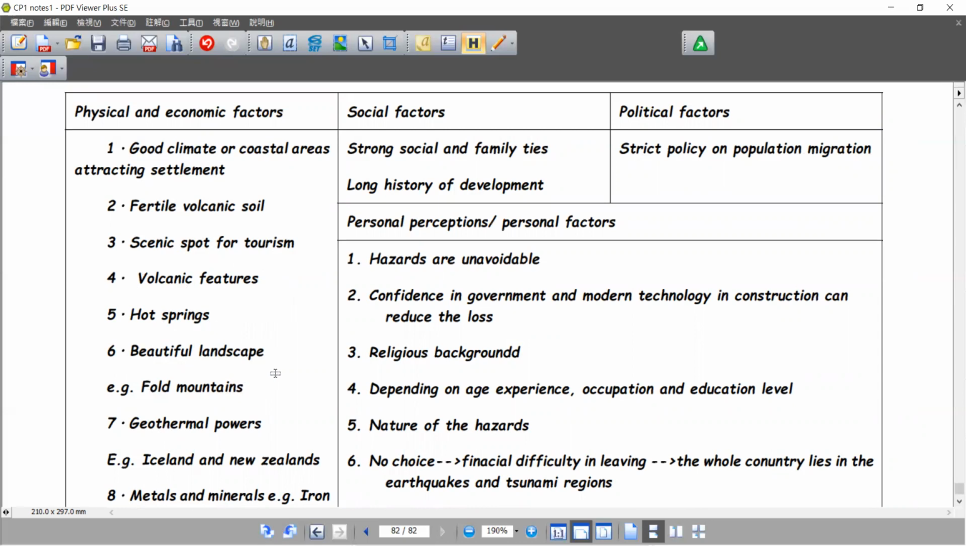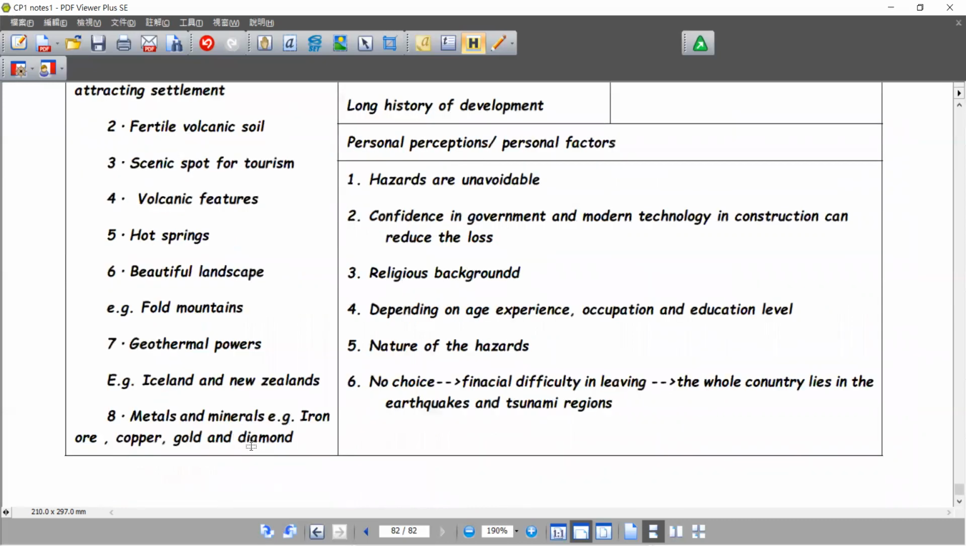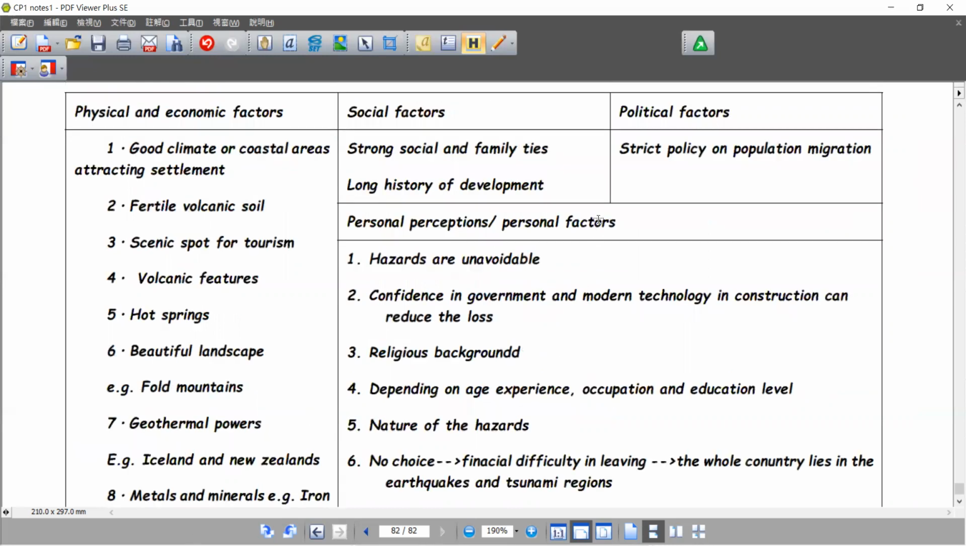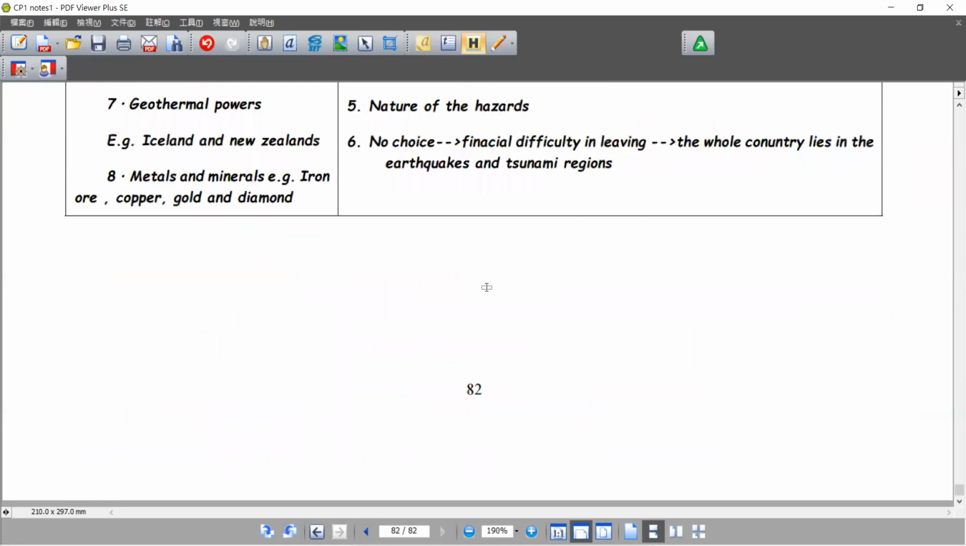Then Mr. Leung wants to go to Tibet to have a look at the Himalayas. Then also Mount Everest. And then the geothermal power, we can use it in Iceland and also New Zealand. Minerals. Okay, social ties, we have talked about this before, and then the political factors, strict policy of population migration, and maybe the personal factors also affect that much.